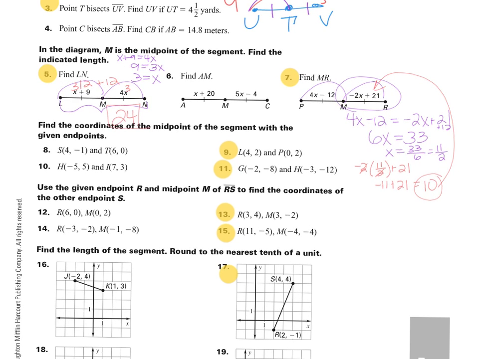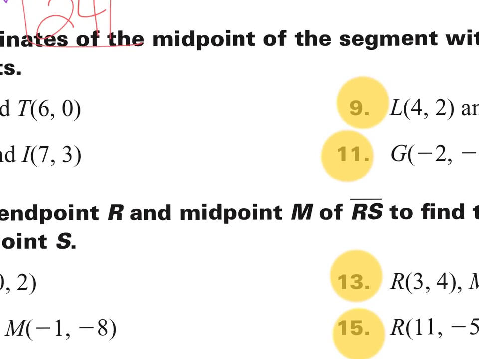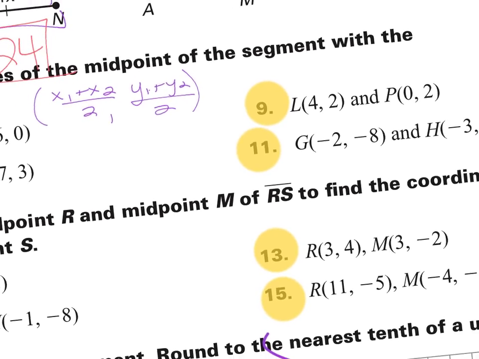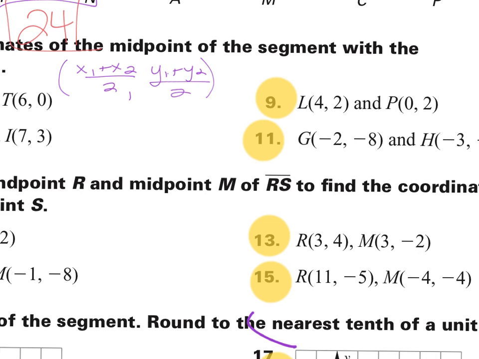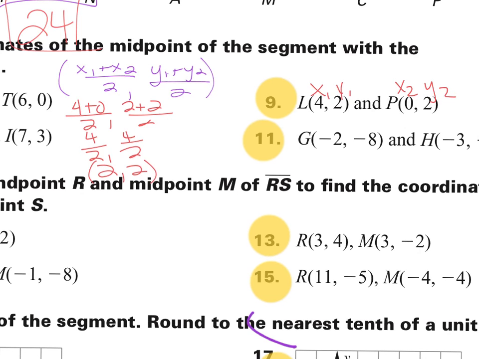Okay, number 8, or sorry, for the group 8 through 11, it says find the coordinates of the midpoint of this segment. So remember the equation for midpoint is x1 plus x2 over 2, y1 plus y2 over 2. So I use that to get 9. So this is my x1, y1, x2, y2. 4 plus 0 over 2, 2 plus 2 over 2, 4 over 2, 4 over 2, 2, 2 is the midpoint for number 9.